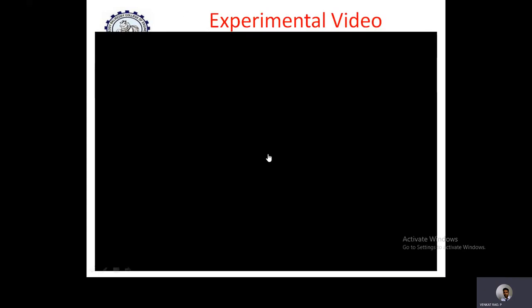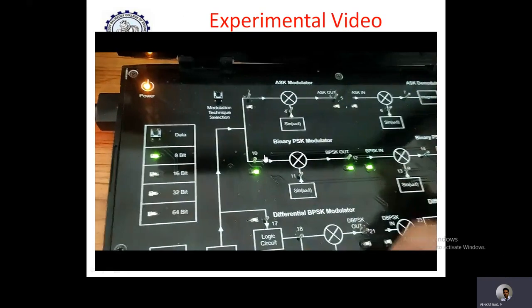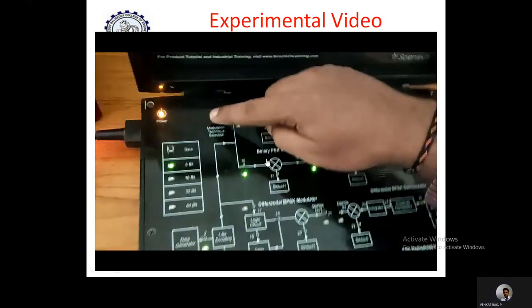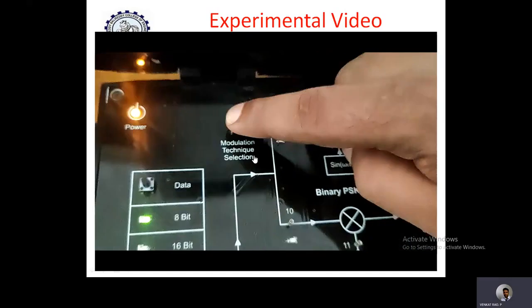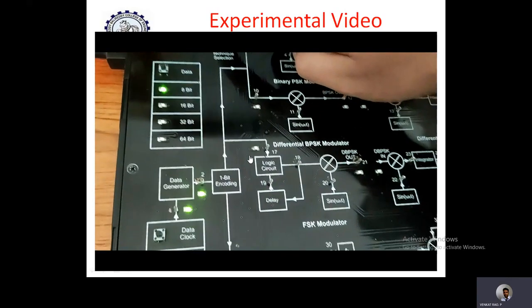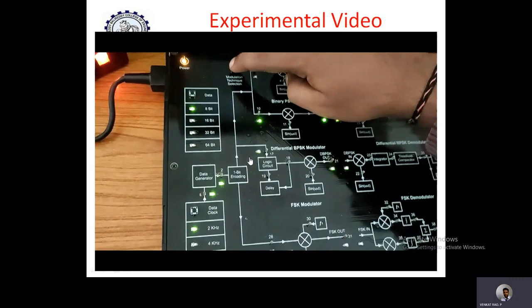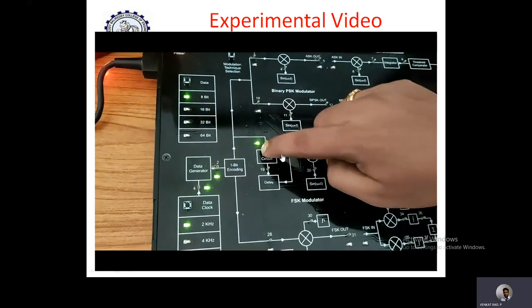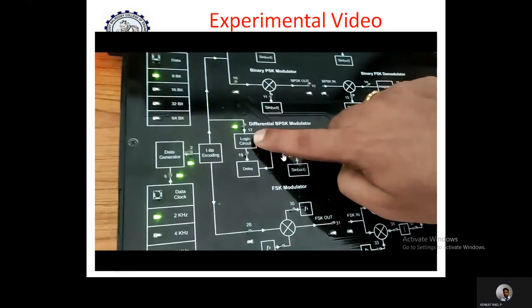Now I am going to explain the direct experimental video. All of you observe, and again I am repeating that I am going to explain all these experimental videos in play and pause mode. That means sometimes I will pause the video and explain, and then I will play the video. So let us see this. This is the kit. I already said that by using this switch you can select any of the modulation techniques, right? So here I have selected the DPSK modulation kit.